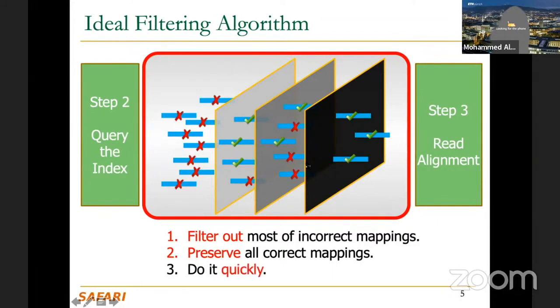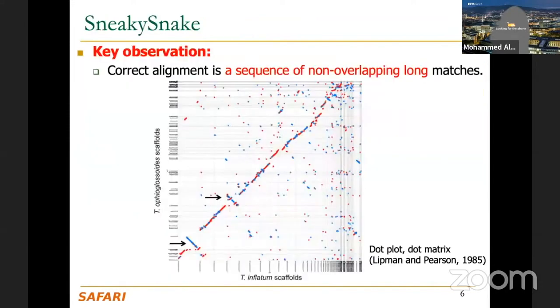The third one is do it quickly. Why is that? Because this is the main goal behind filtering. So we want to filter the dissimilar so that we have a minimal workload for the sequence aligner. So the dynamic programming algorithm will be only operating over the similar sequences.